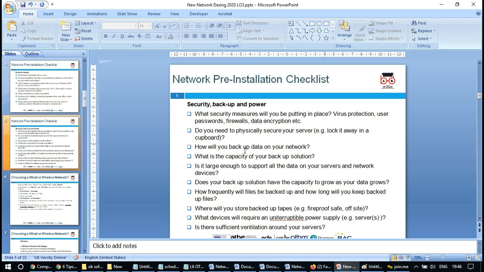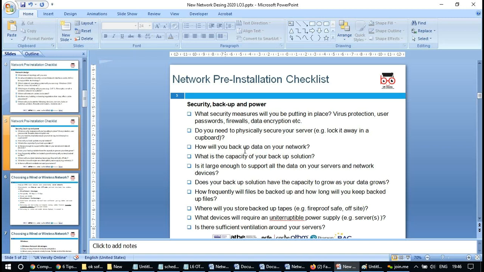How frequently will the files be backed up, and how long will you keep backed up files? Where will you store backed up tapes? For example, in a fireproof safe. It shouldn't be the case that your backup could be damaged in any case, due to disaster or natural disasters, isn't it?